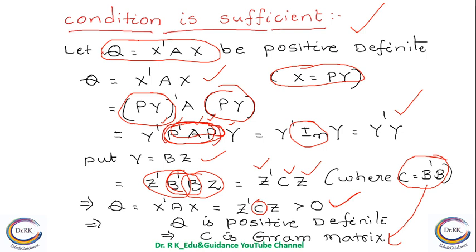Okay. So here the important steps we have to remember is transforming it in terms of Y, and transforming it in terms of Z. Right? So these are the two things we have to remember when we try to prove this theorem.